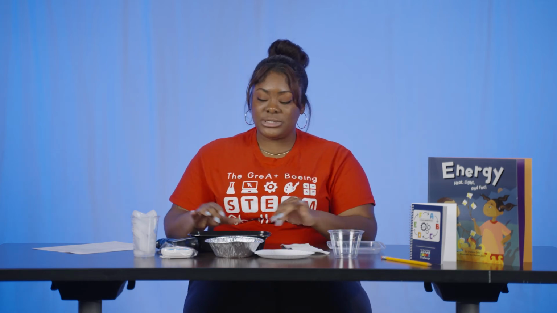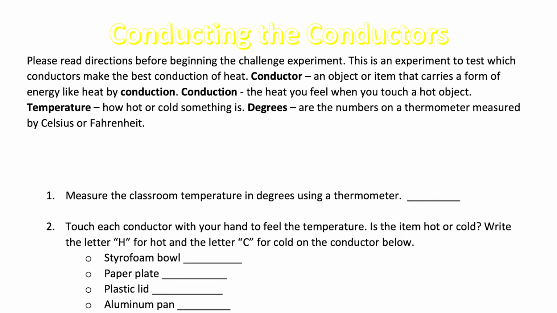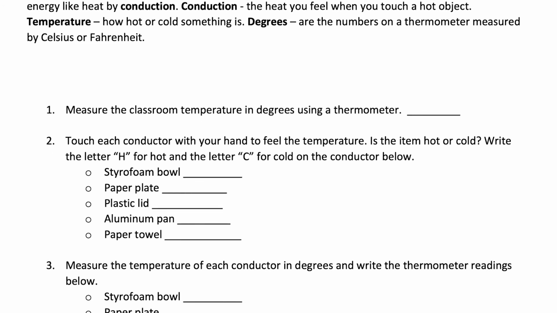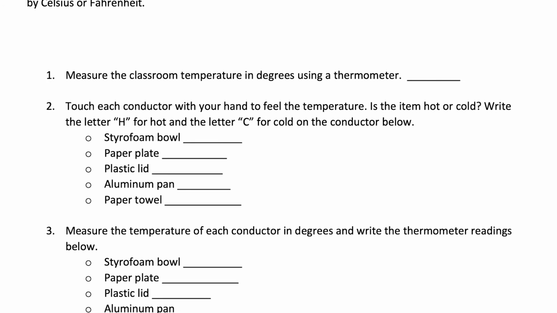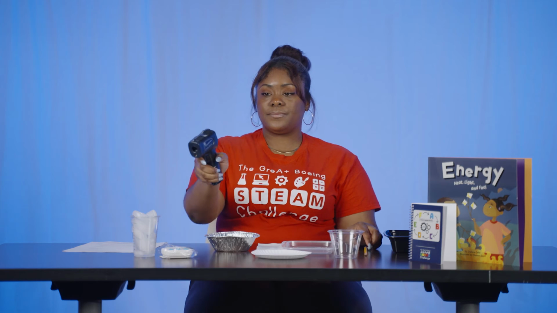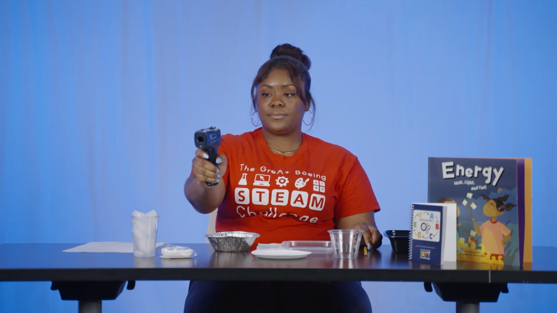Step 1. In your groups, each of you will choose a different object to test and lay it out on your desk. Next, take out your conducting the conductors data sheet and pencil. Read the directions on the data sheet. Now you'll measure the classroom temperature in degrees using the thermometer. My temperature reads 70.9 degrees Fahrenheit.